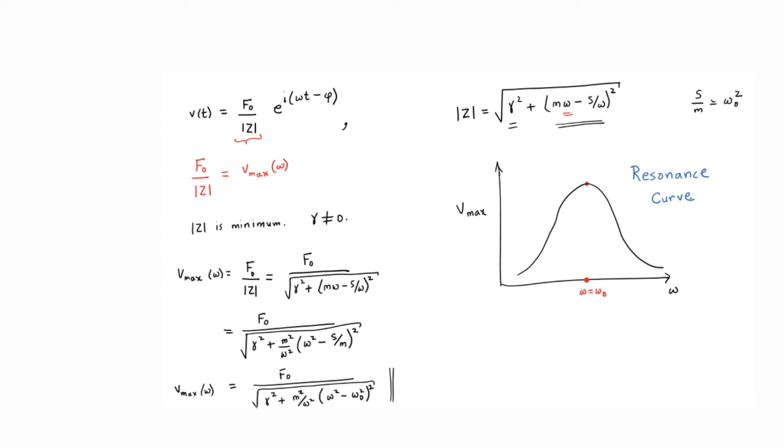It is going to be responding the greatest when the external driving frequency matches the natural frequency of the system. For any other value of drive frequency, the response is going to be really small, and it is going to drop off quadratically. So, this is what would be a resonance curve for velocity.